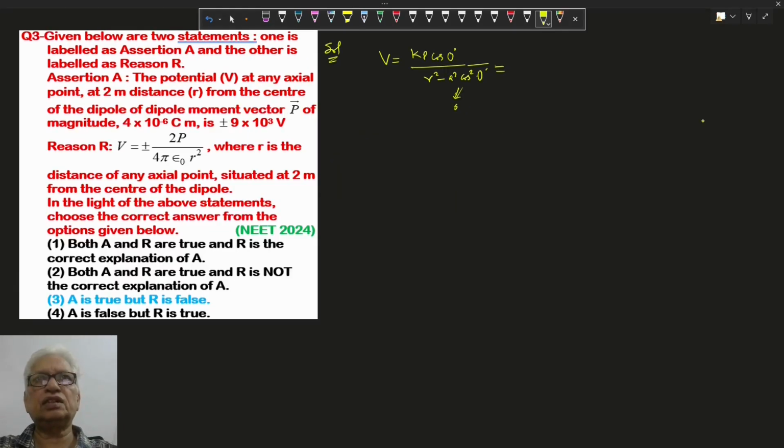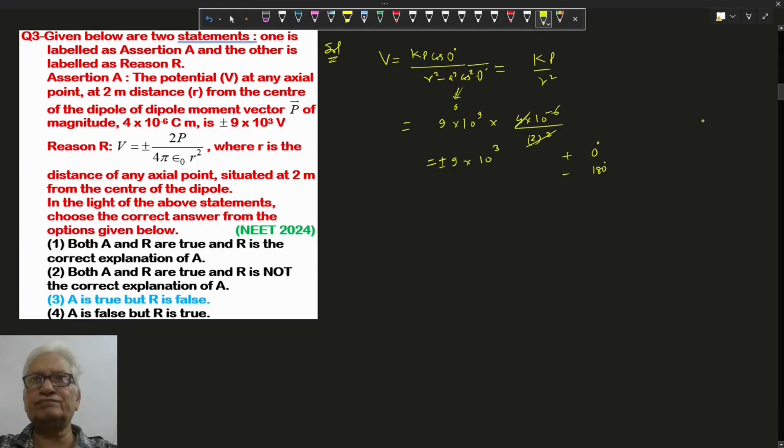Question is the certain voltage at axial position due to dipole, cos 0 is 1. So Kp upon R square for short dipole. K means 9 into 10 to the power 9. P is 4 into 10 to the power minus 6. R means 2 meter square. So this will be cancelled out. 9 into 10 to the power 3. This is the voltage. Maybe plus, maybe minus. Plus for 0 degree, minus for 180 degree voltage. So this is correct. Means assertion is correct.